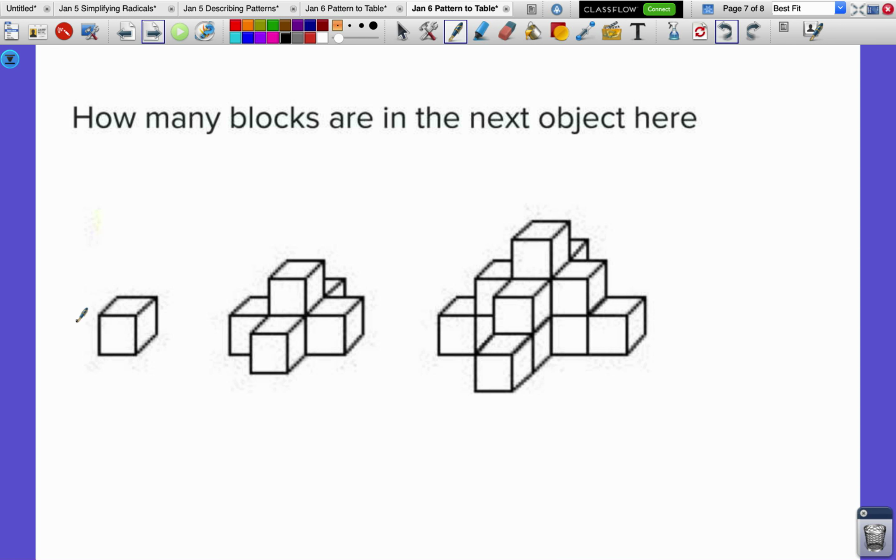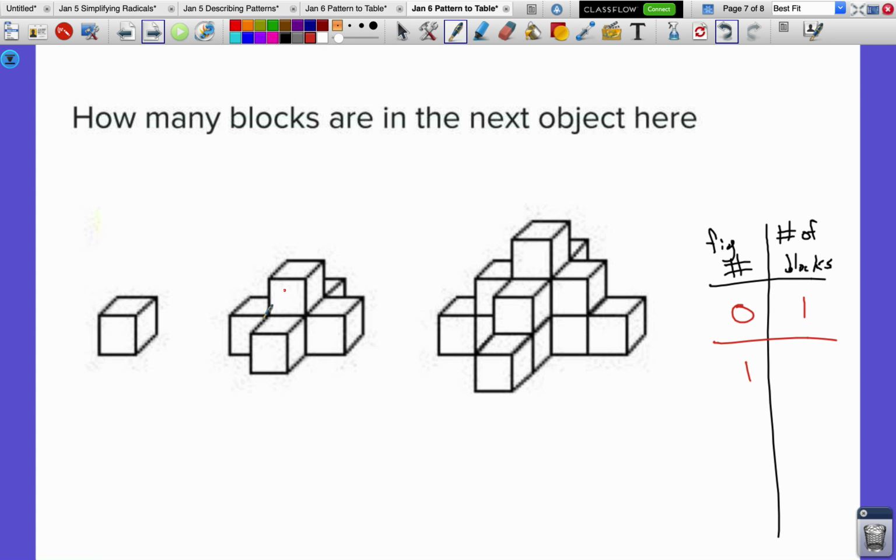Okay, and here's a more challenging one. Can we create a table for this? Alright, so figure number, of blocks. We need to really stretch our mind to be able to figure out how many blocks are in this, since we can't necessarily see all of them. Some of them are hidden behind the shape. So figure 0 has just 1 block. Figure 1, let's see if we can mentally count this up. 1, the hidden 1, 2, 3, 4, 5, 6. Figure 2, so that top part is 6, then it's going to have an additional 7, 8, 9, 10, 11, 12, 13, 14, 15.